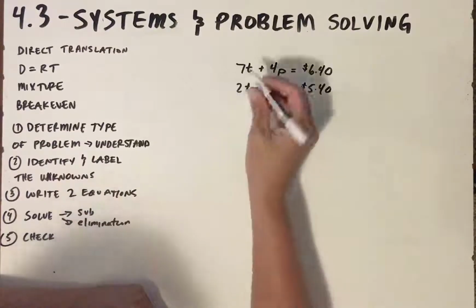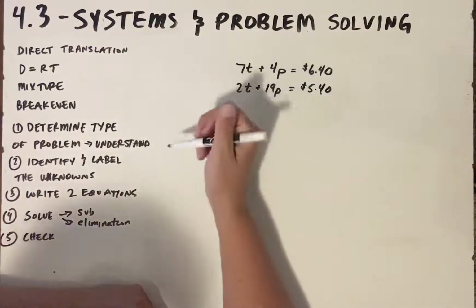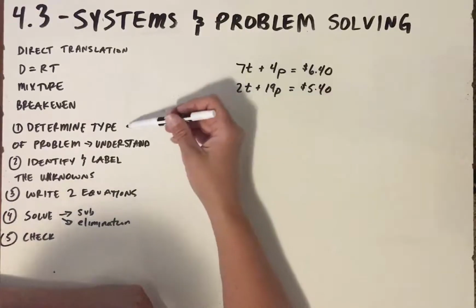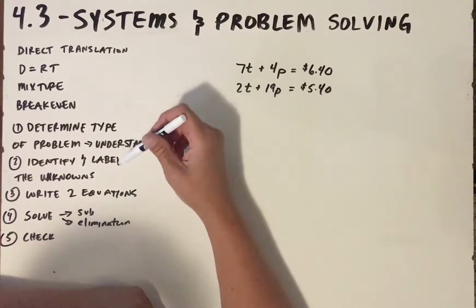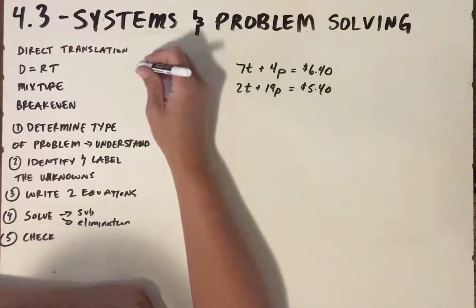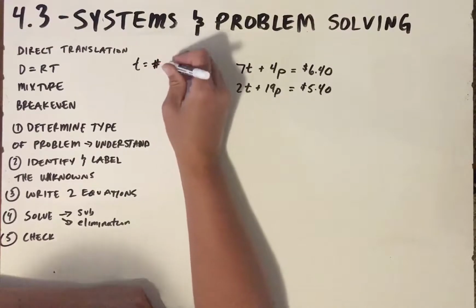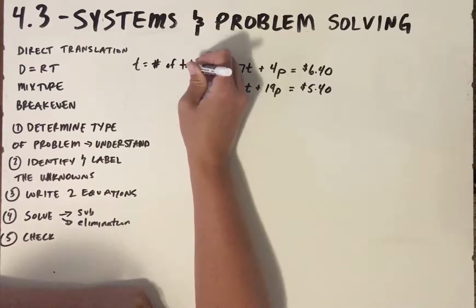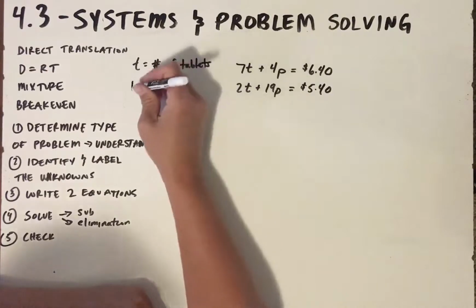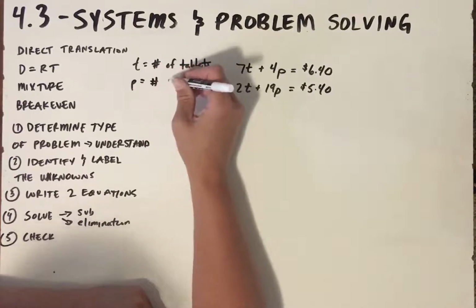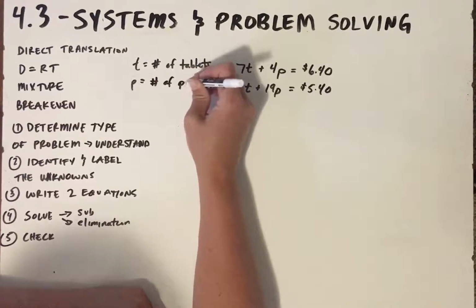Okay, so this is an example of direct translation. All right, I kind of did this backwards though. We determined that this is direct translation. We're going to identify what we don't know. T means tablets, or the quantity, the number of tablets. And P means the number or quantity of pens.